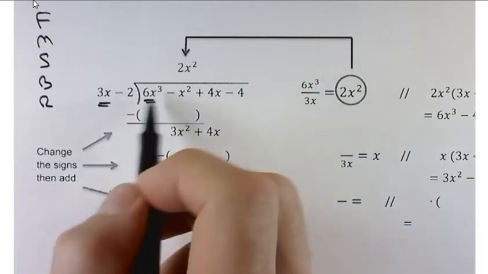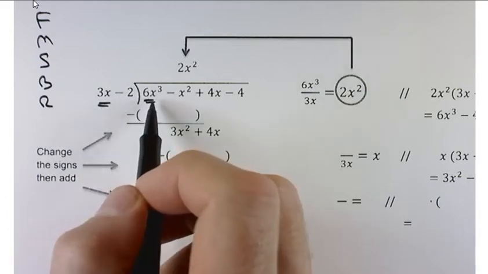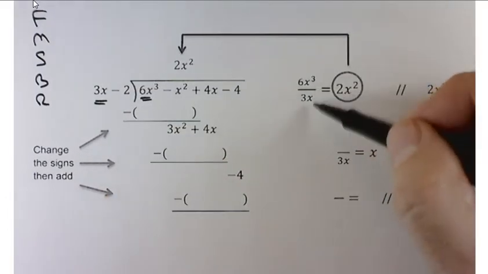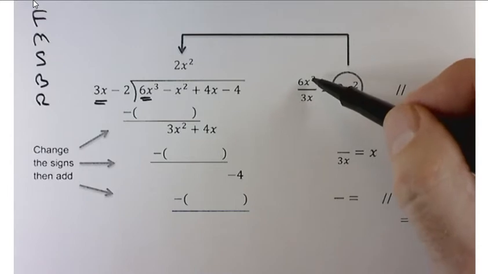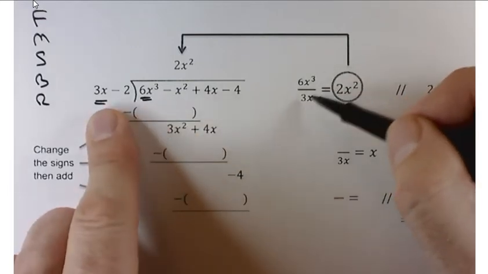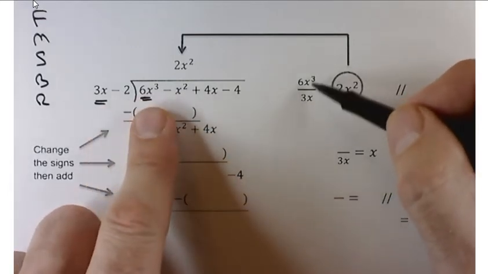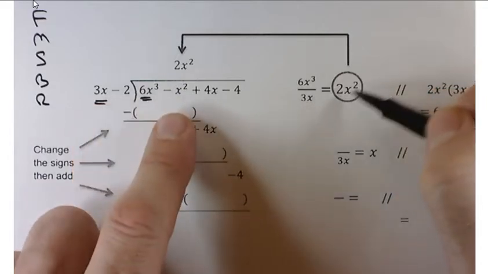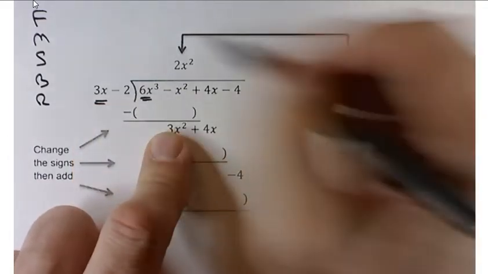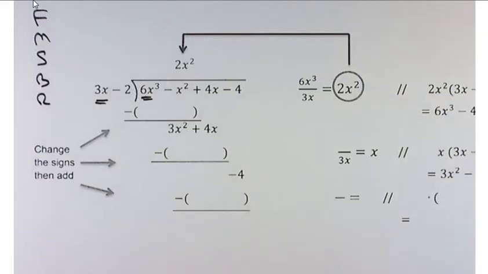If you can't do that in your head, that's fine. Just set up this little division here. This divided by this. 6x cubed divided by 3x gives me 2x squared. So I'll put that here. So that's your first step, father step.